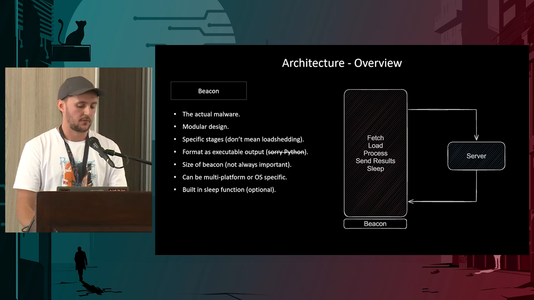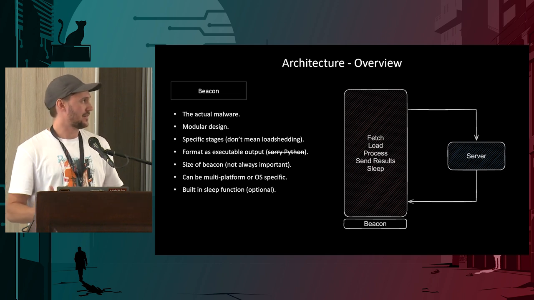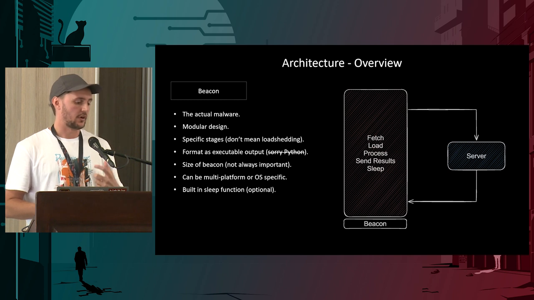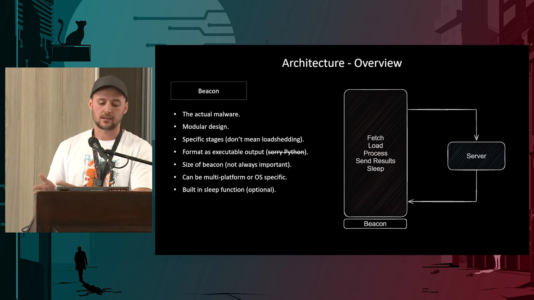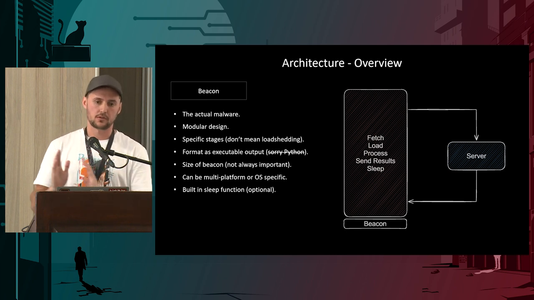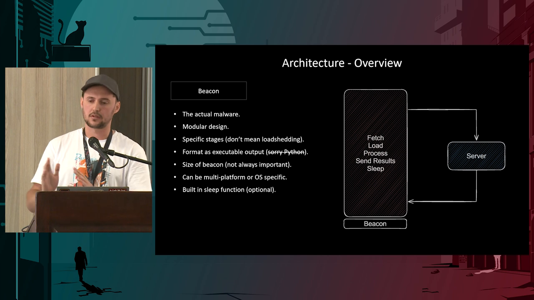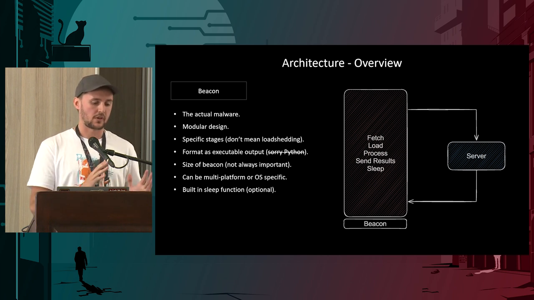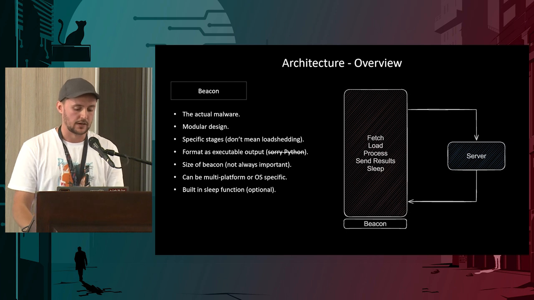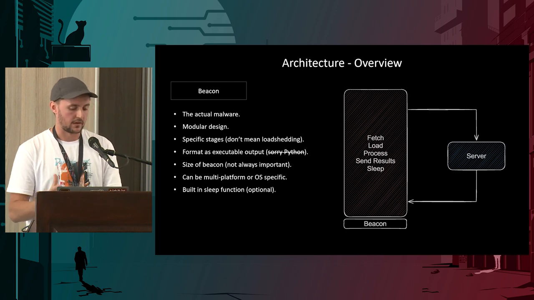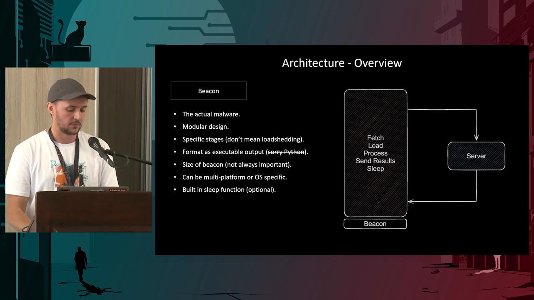And then the multi-platform aspect. This is another choice that you need to make. Are you targeting Windows specifically? Are you targeting Macs? Are you targeting Linux? Are you targeting everything? How are you going to do it? Are you going to make three different implants in three different languages? Are you going to use something like Rust or Go that you can just cross-compile and go mad? That's another design decision that you need to make.